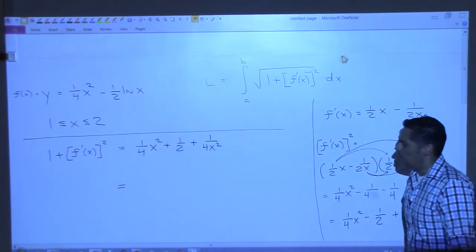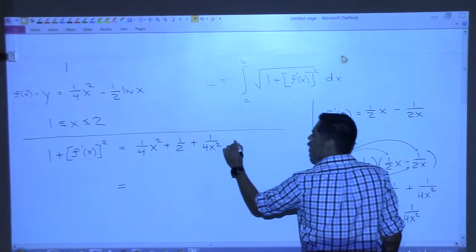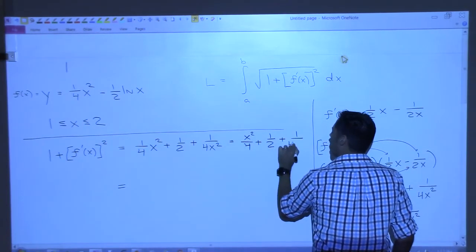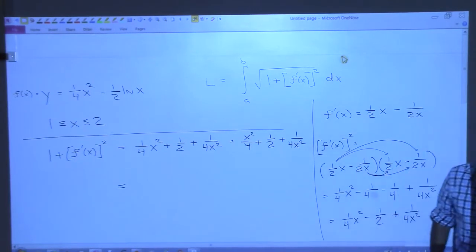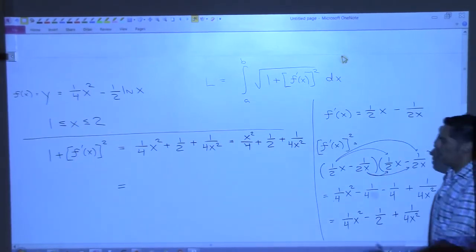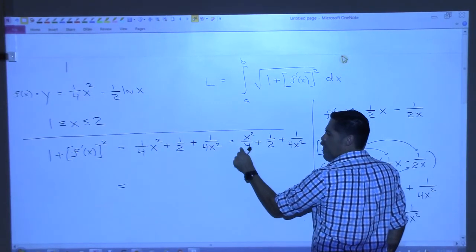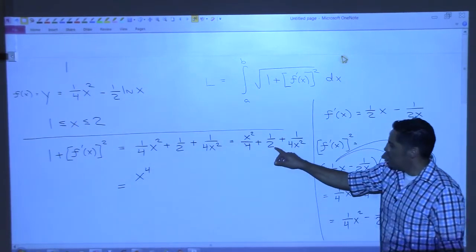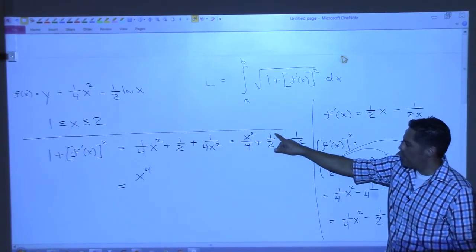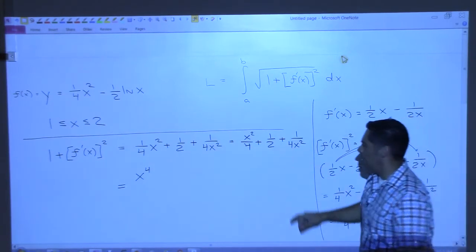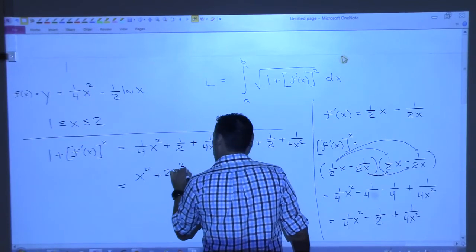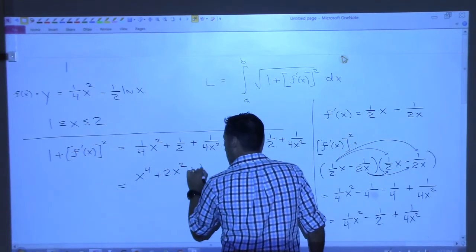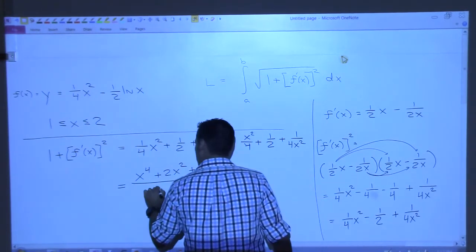Let's get a common denominator between these fractions. So remember, this is really like x squared over 4 plus 1 over 2 plus 1 over 4x squared, right? So what's a common denominator? 4x squared. So this one, I need to introduce an x squared on top and bottom, right? That's going to make that an x to the 4th on top. On this one, what do I need to introduce on the top and the bottom? 2x squared. So I'm going to have a plus 2x squared. And then on this one, do I need to introduce anything? No, so just plus 1. All over my common denominator, which is 4x squared.